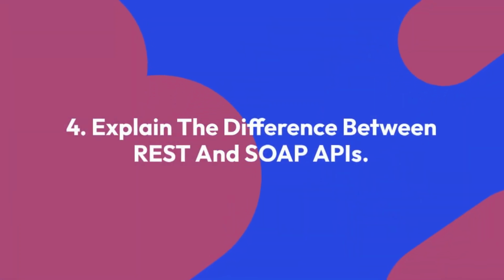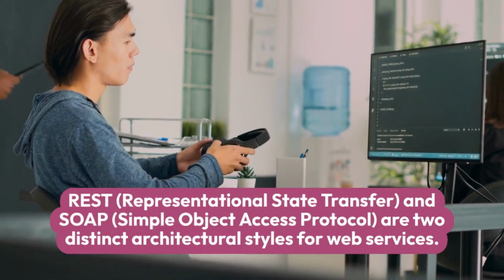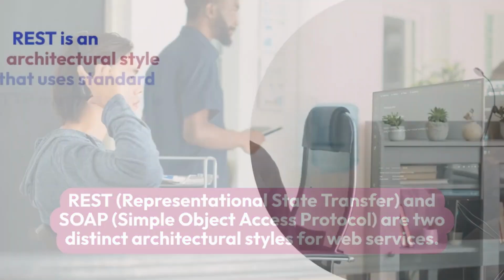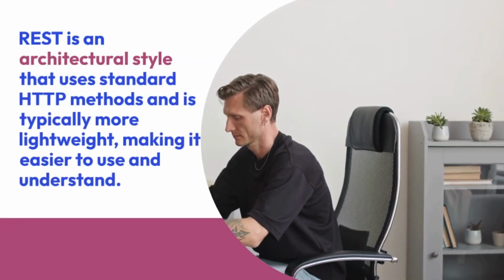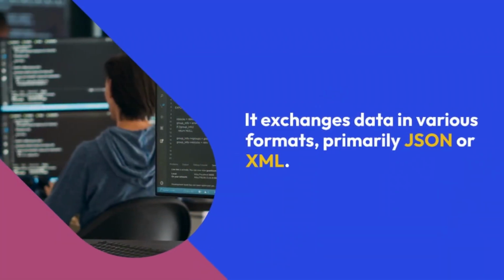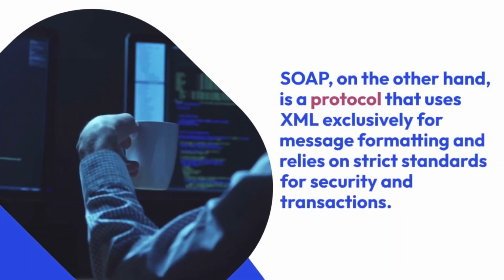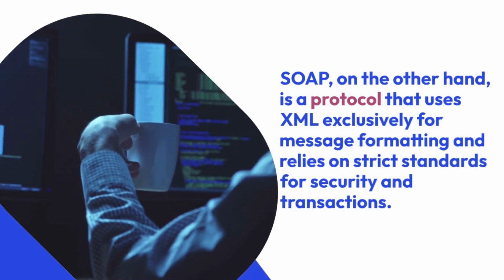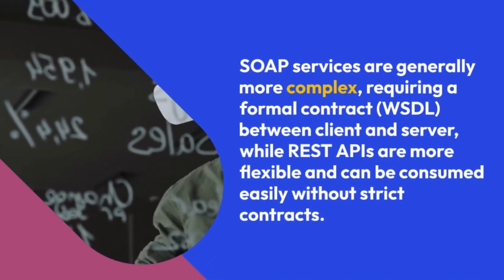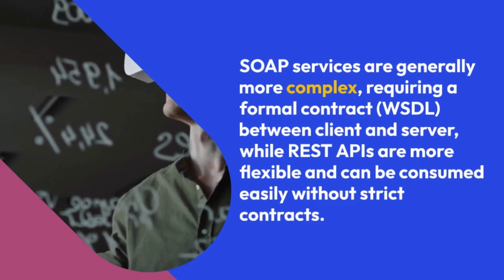4. Explain the difference between REST and SOAP APIs. REST, Representational State Transfer, and SOAP, Simple Object Access Protocol, are two distinct architectural styles for web services. REST is an architectural style that uses standard HTTP methods and is typically more lightweight, making it easier to use and understand. It exchanges data in various formats, primarily JSON or XML. SOAP, on the other hand, is a protocol that uses XML exclusively for message formatting and relies on strict standards for security and transactions. SOAP services are generally more complex, requiring a formal contract, WSDL, between client and server, while REST APIs are more flexible and can be consumed easily without strict contracts.